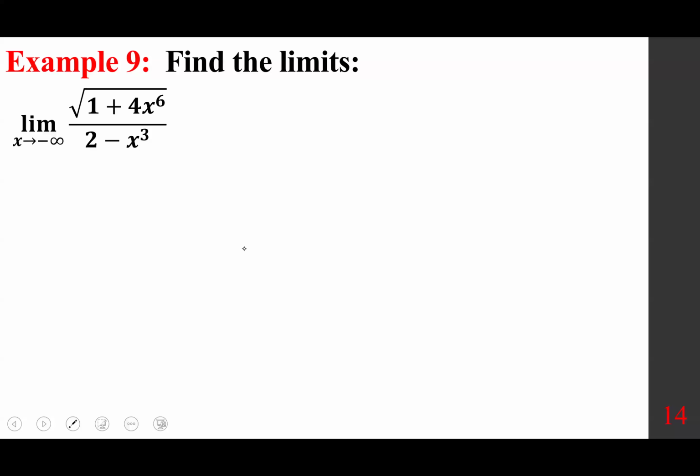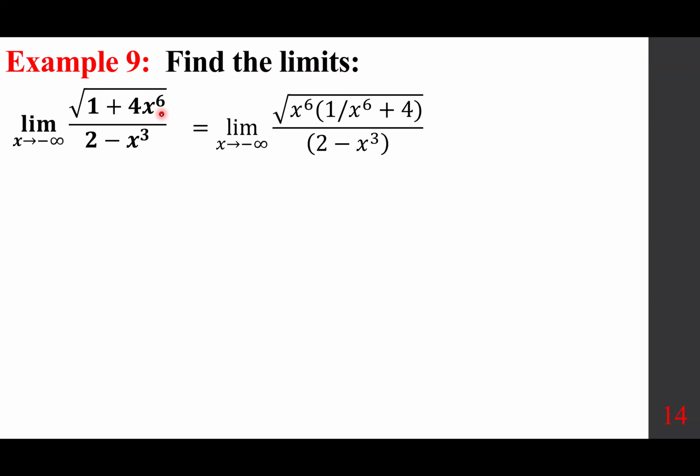I'm going to find the limits, and there are different ways of approaching them, but what I want you to notice is this x to the power of 6. If we didn't have anything else, x to the power of 6 could come out as x cubed or minus x cubed, depending on that. So that gives us an idea what to do. So you can, for example, take out x to the power of 6 under the radical. So if I take x to the power of 6 under the radical, this becomes 1 over x to the power of 6, and this becomes 4.